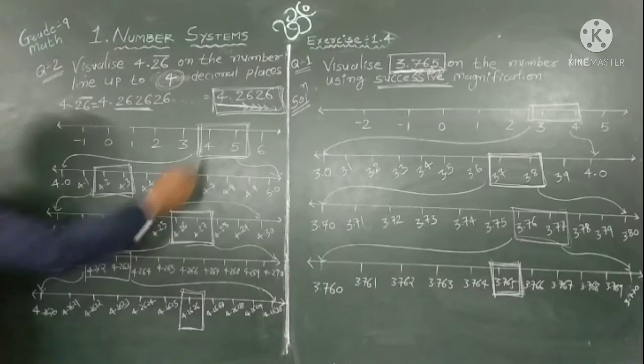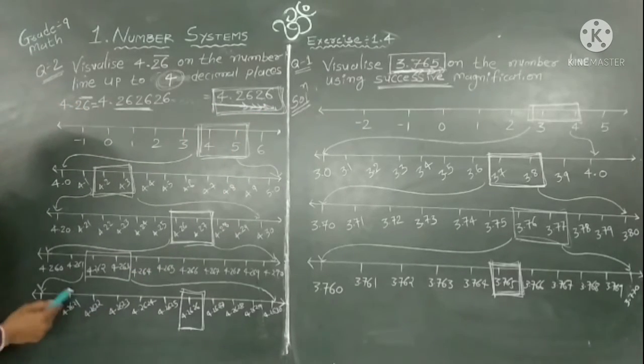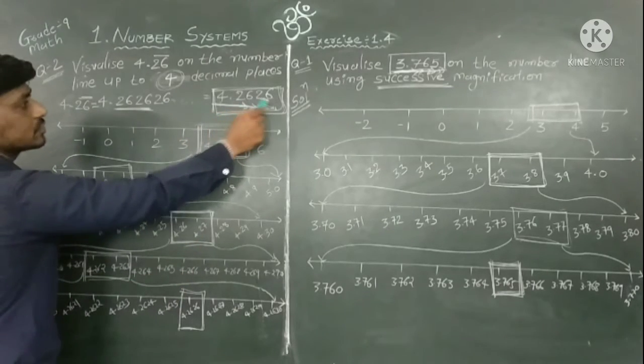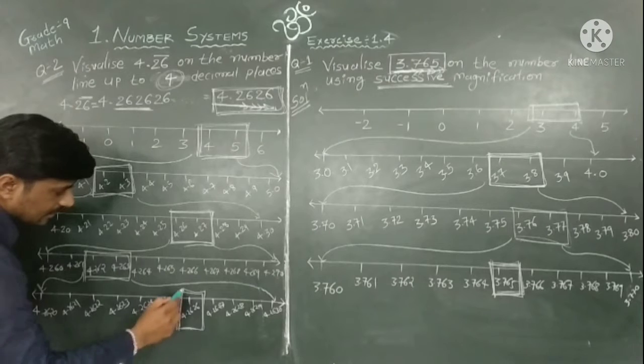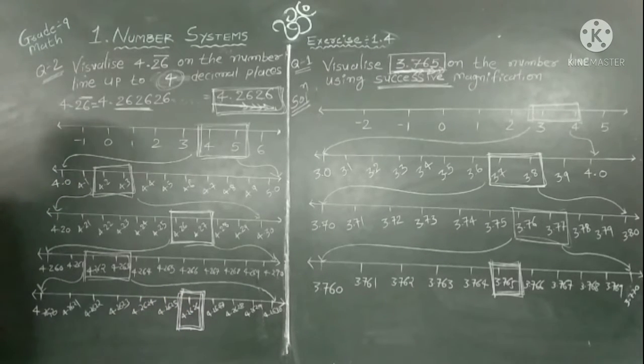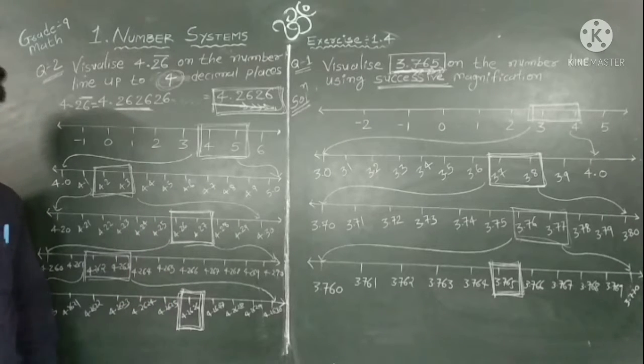Okay. And one more digit, 4.262. So this is 4.262, 4.263. And at last if you visualize this portion, our required number 4.2626 lies between these. Okay. This is our required number on a number line. I hope you all have understood.